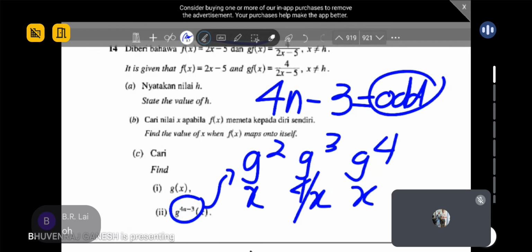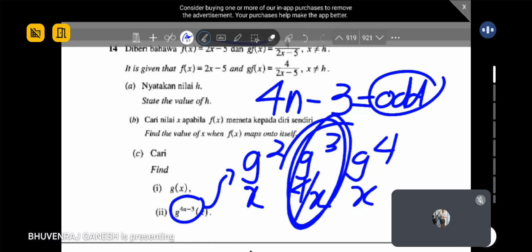You try substituting your n value. So they are focusing on this answer. That's all. So your answer is 4 over x. Do you understand? This is the concept. That's all. Okay? Alright.